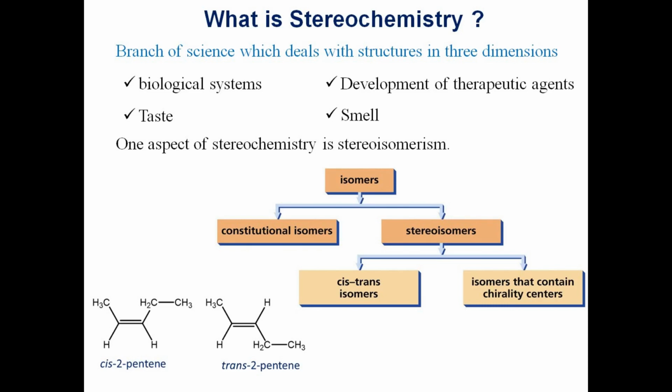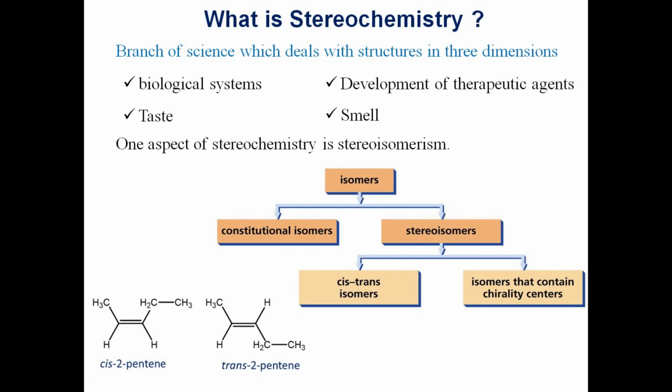And stereoisomers can be classified into cis-trans isomers as depicted here. Here you can see that in case of cis-2-pentene, both methyl as well as ethyl groups are present on the same side of the double bond. But in case of trans-2-pentene, methyl and ethyl groups are present on the opposite side of the double bond.